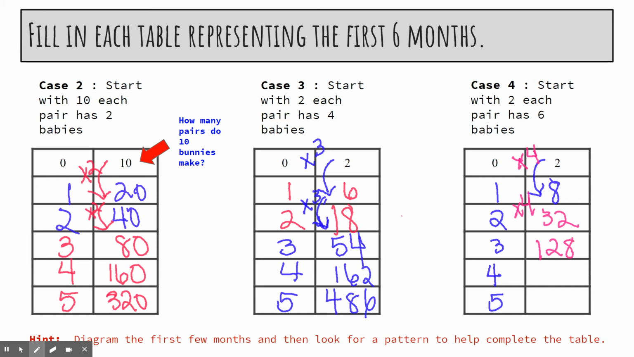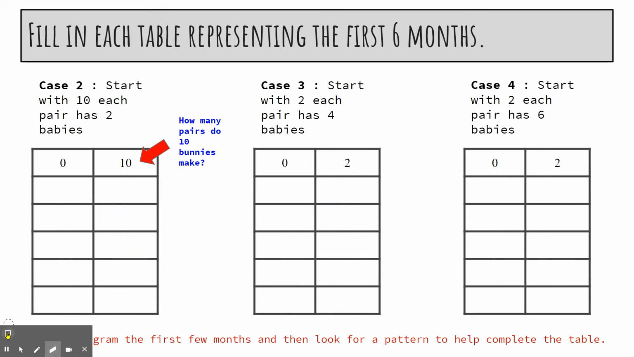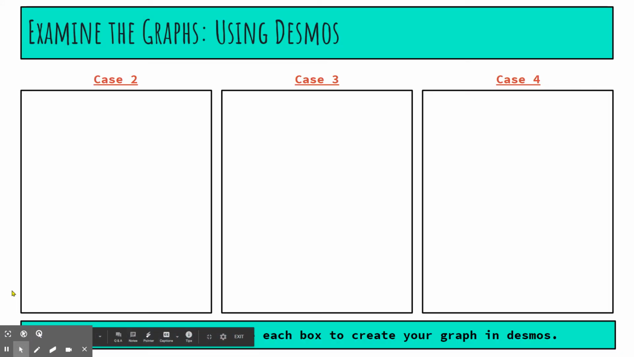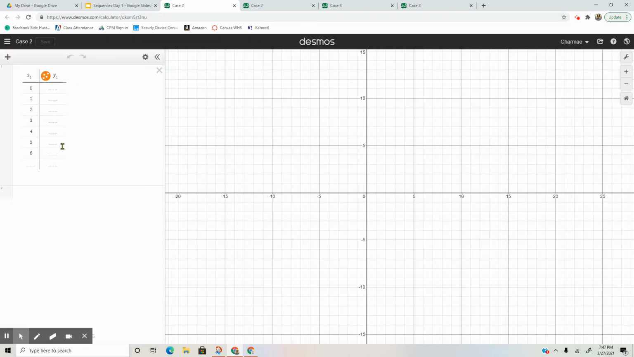Okay. All right, so you continue the table so that we can move on and compare. We're going to look at the graphs of these things, okay? So what you're going to do on your slide is you're going to click on the links, case 2, case 3, case 4, those are links, and you're going to create a graph in Desmos. Okay, so let's start the first one. And I've got your table started. So when you click on the link, it'll open up your own.